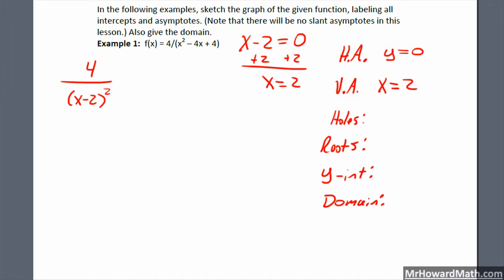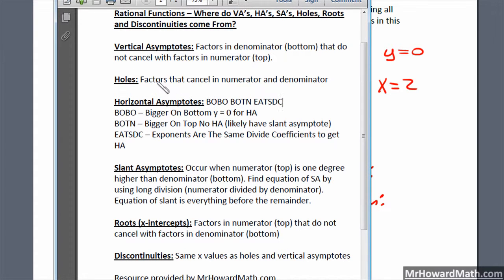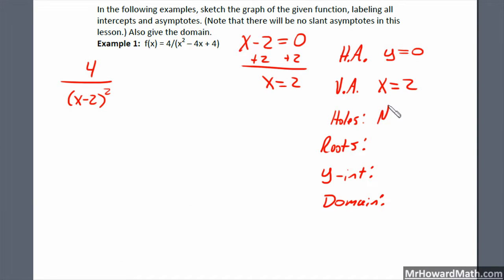Holes in the graph, looking at our list here, occur from factors that cancel in the numerator and denominator. Well, we don't have any of those, so none. We have no factors that canceled between numerator and denominator.